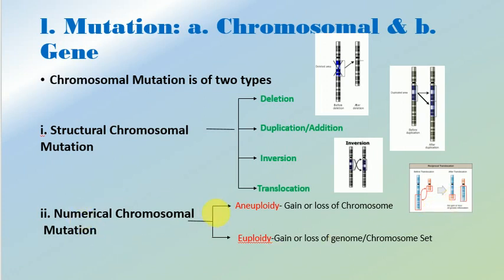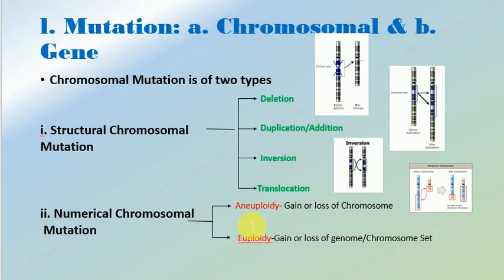The numerical chromosomal aberrations are of two types. One, aneuploidy. What is aneuploidy? The aneuploidy is restricted only to certain numbers of chromosomes, that is gain or loss of plus or minus one or two chromosomes. We can say that one chromosome may be added or it may be deleted, or two chromosomes may be added or deleted in the main genome.